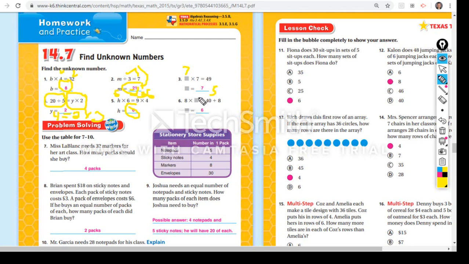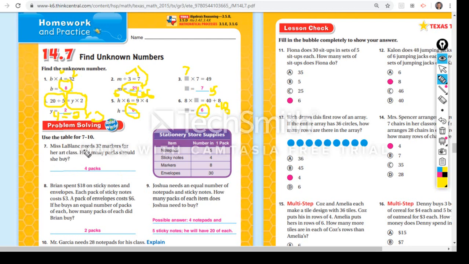40 divided by 8 is 5. So it has to equal 5 here. Okay, I'm sorry, 40 plus 8, sorry, 48. So 8 times what equals 48? And the answer is 6.